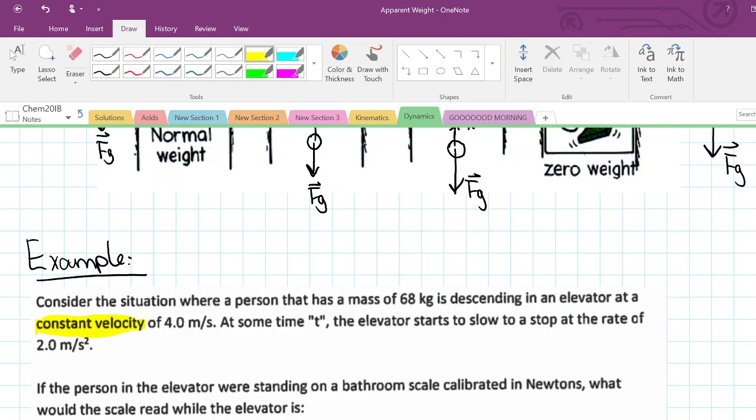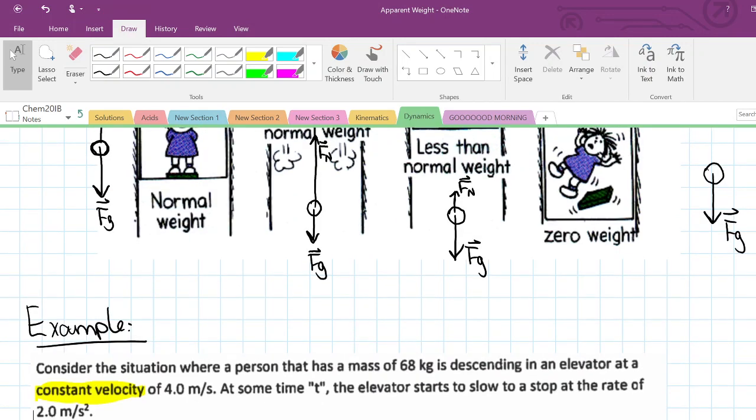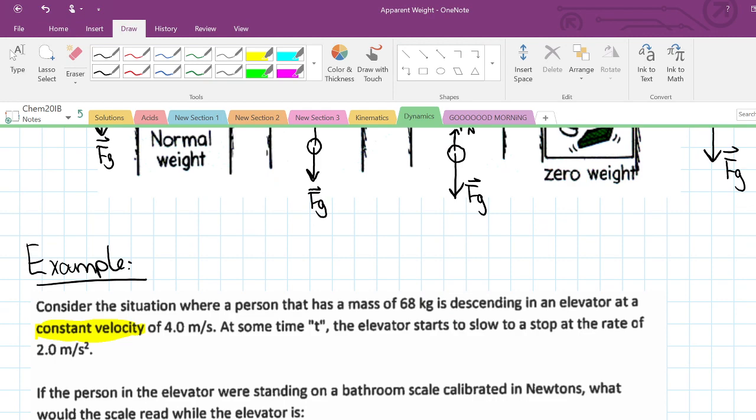Now, at some point, as they're getting to the floor that they're wanting to stop at, the elevator starts to slow down. And it starts to slow down at a rate of 2 meters per second squared. Okay, so that's kind of the setup. So at some point, after they've been traveling at a uniform rate, they're going to start decelerating, right, in order for the elevator to slow down.